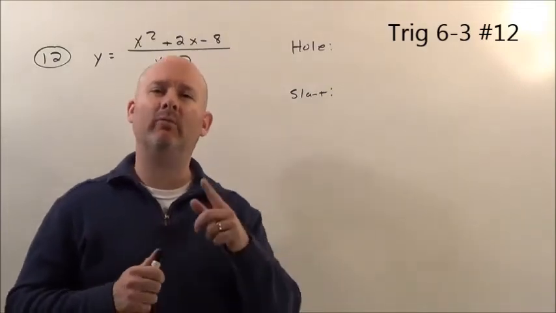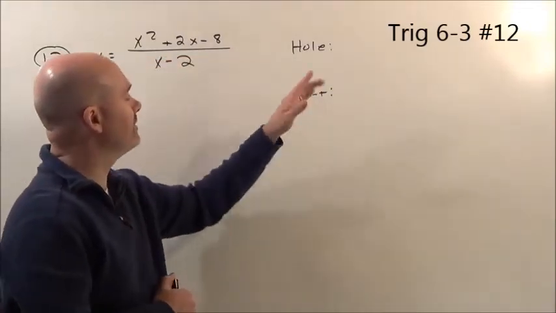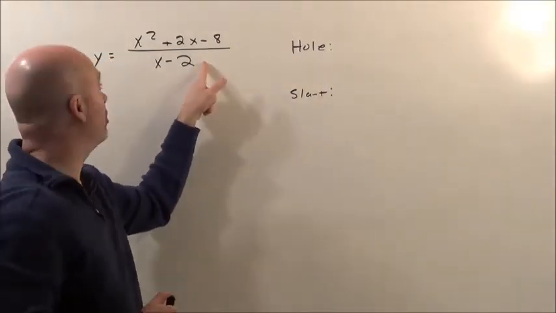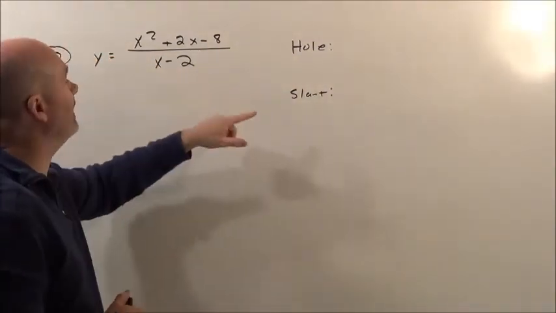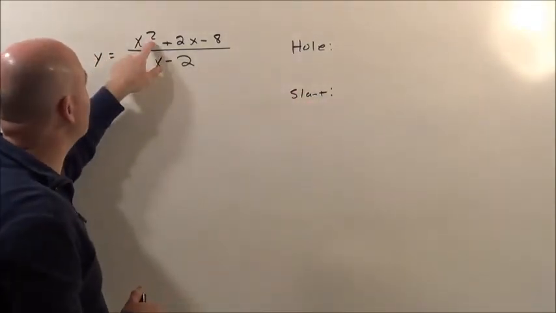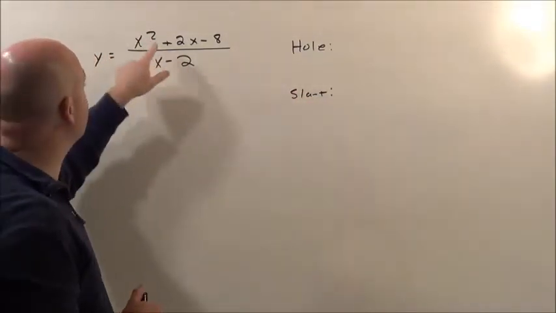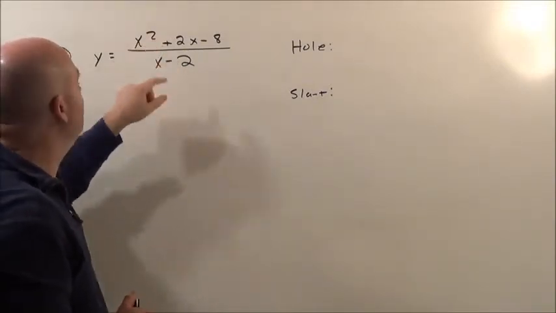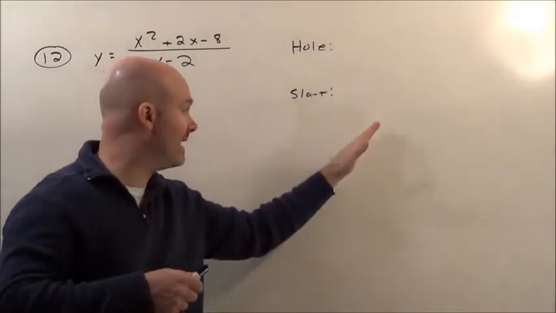Here's problem 12. What we're trying to determine is whether there is a slant asymptote or a hole on this graph we have right here. Now again, we always are thinking about slant asymptotes when the top is one degree higher than the bottom, and in this case it is. This is of first degree, that's of second degree. So we think maybe there's a slant asymptote.